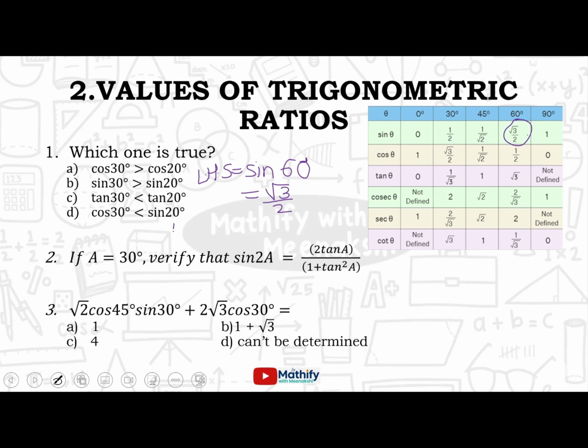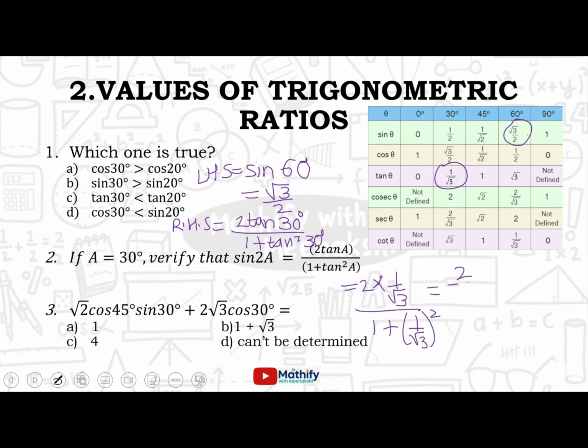Now we have to solve RHS because we have to verify that they're equal. For RHS, it's given 2 tan A. That means 2 tan 30 degree divided by 1 plus tan square 30 degree. So let's solve this. Now 2 tan 30 degree, you can see here tan 30 degree is 1 by root 3. 2 into 1 by root 3 divided by 1 plus square of 1 by root 3. That means 2 by root 3 upon 1 plus 1 by 3. You will take the LCM here. So 2 by root 3. Here you will get 4 by 3.